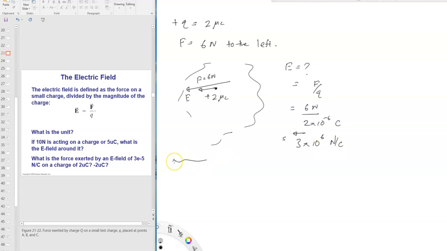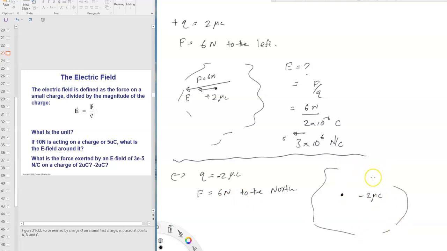Okay, here's another one. We have a negative charge equals, let's do the same thing, 2 microcoulombs. You place it in an electric field. There is a force of 6 newtons to the north, or going up. So this is a negative charge. Here's the charge, negative 2 microcoulombs. There's a force when you place it in this electric field.